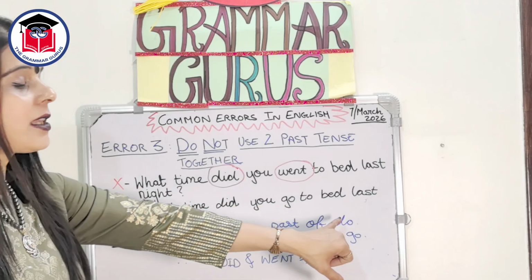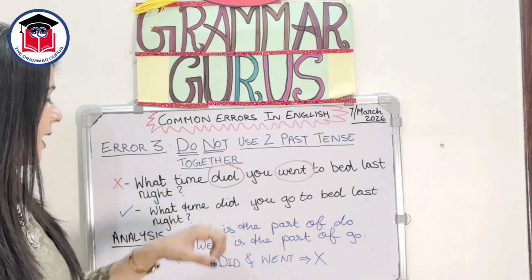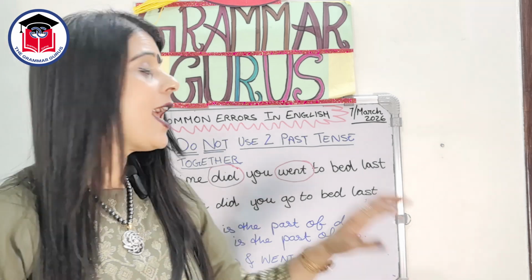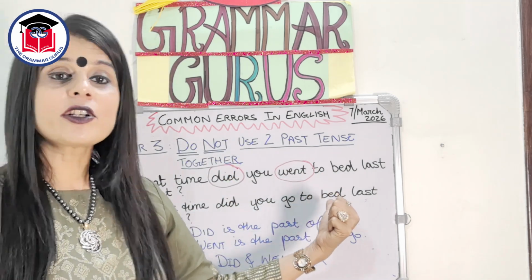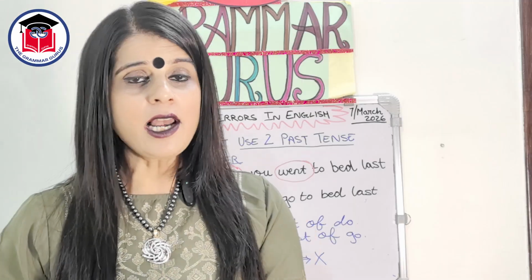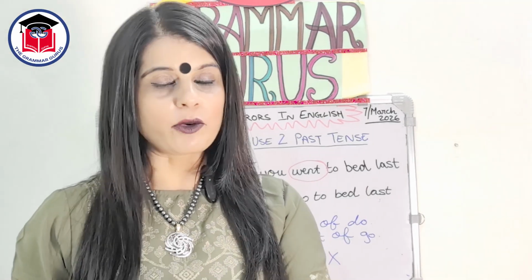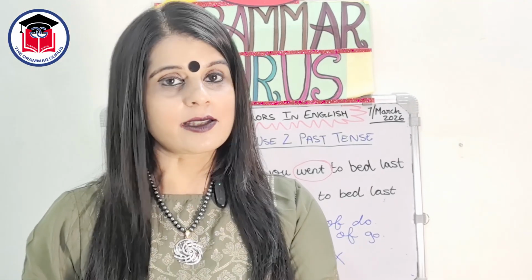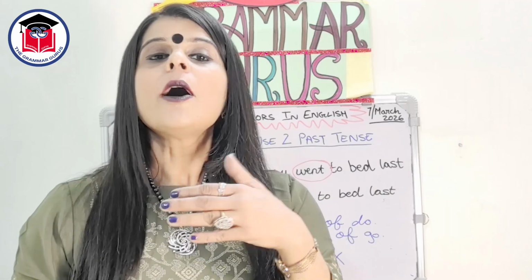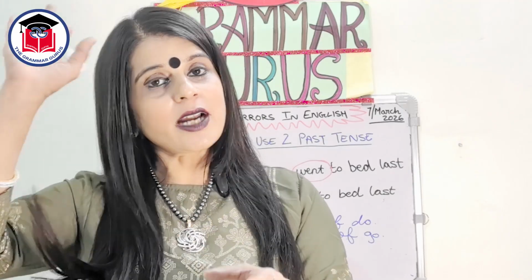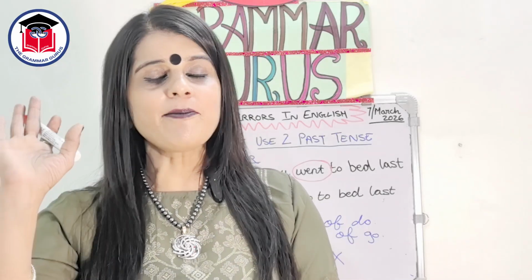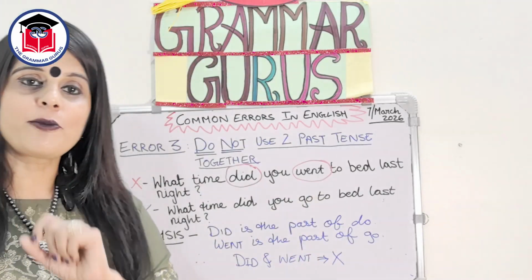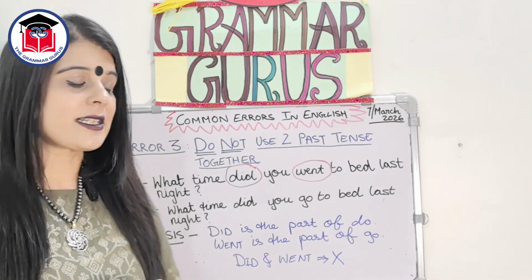So, did is the past of do. Went is the past of go. Hence, we cannot use them together in a sentence. In order to understand past tense in detail, I shall be subsequently uploading a separate video on tenses. But for the time being, past tense is the time that has passed. So, any work that we are doing in a time that has passed. So, what should be the correct method of making the sentence?